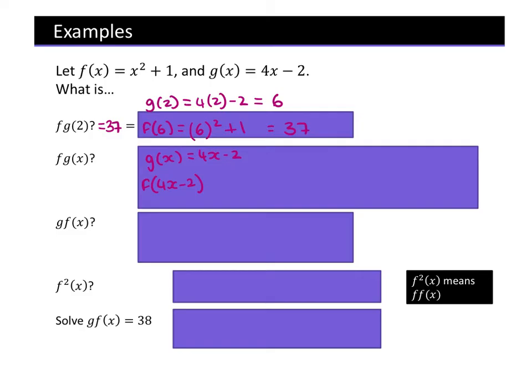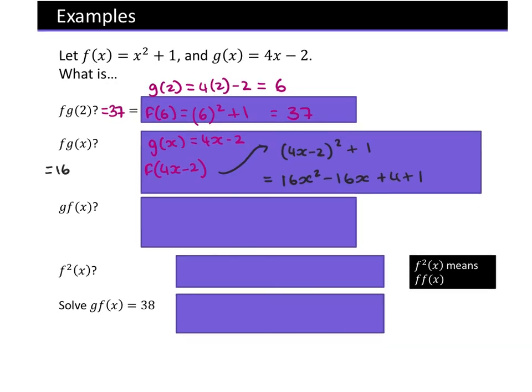It's abstract algebra. So how I would write that then is, instead of x, we're going to write what's inside the bracket. 4x minus 2 squared plus 1. 4x minus 2 squared is going to equal 16x squared, 4x times minus 2 is minus 8, minus 16x, plus 4, plus 1. Okay, so that means f of g of x equals 16x squared minus 16x plus 5. And again, I've just expanded that in my head. Okay, we're year 13 now. I shouldn't have to show you how to expand this.